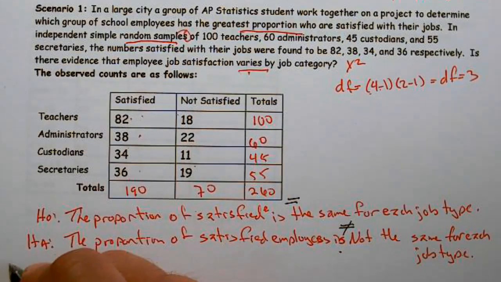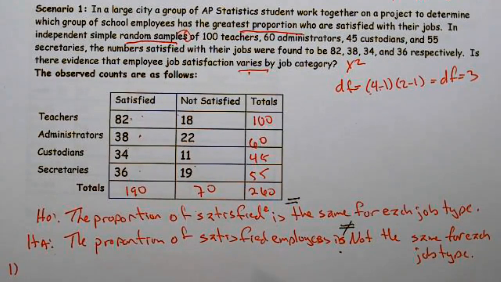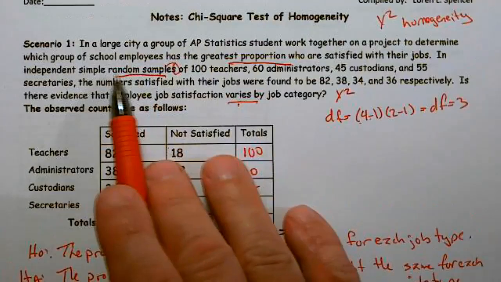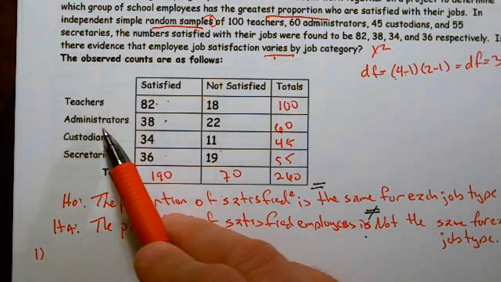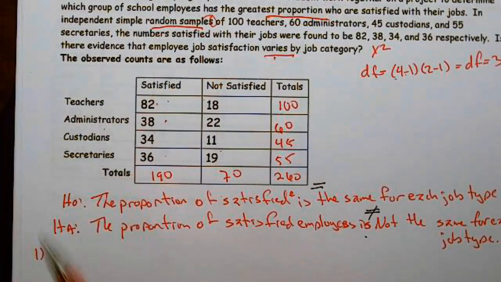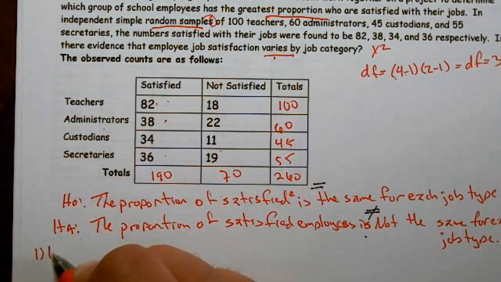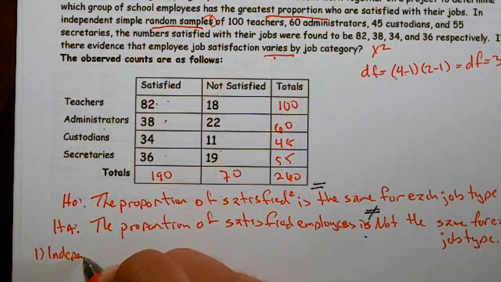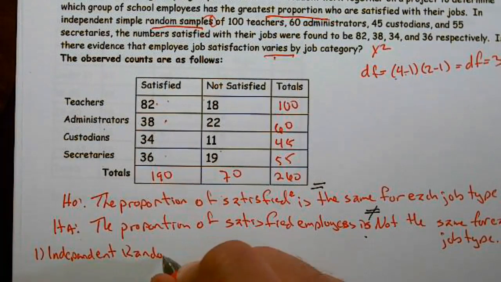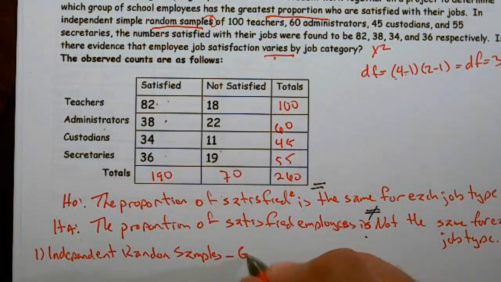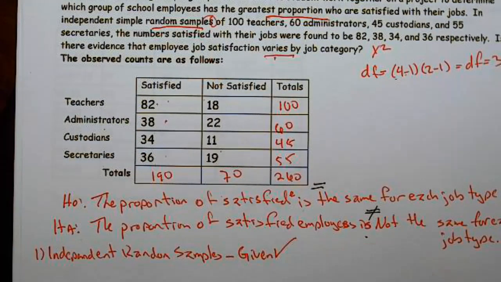Conditions. Our very first condition was we need independent random samples. Guess what? They tell us independent random samples. They don't tell us how many, but I'm guessing they did one for teachers, one for administrators, one for custodians, and one for secretaries. So independent random samples, given.